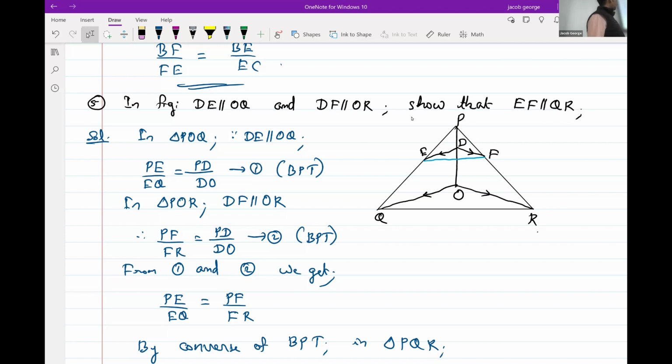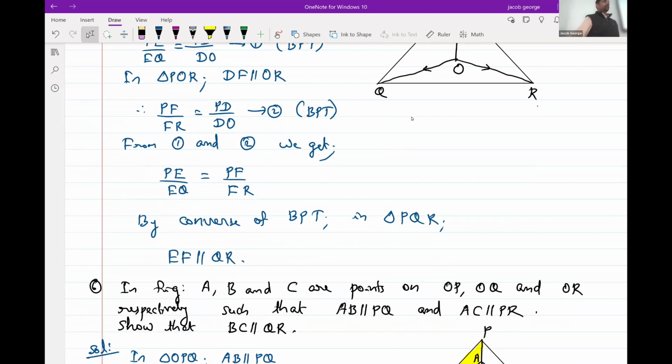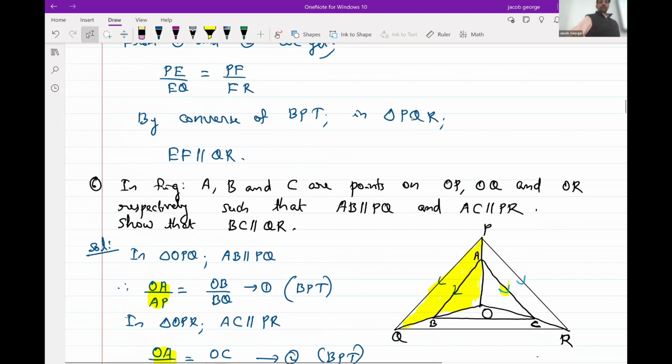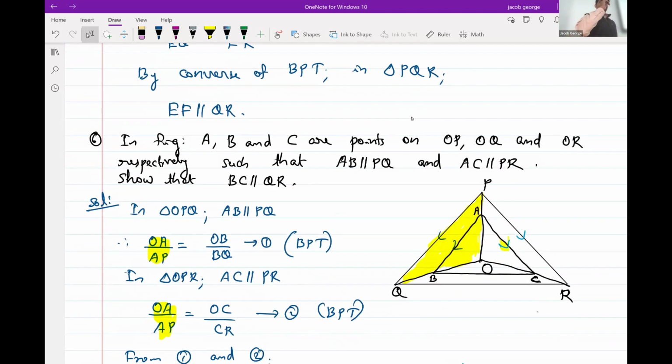So what is the common part in these two? So we can equate the other two. Equate the other two like this. PE by EQ is equal to PF by FR. From there we can conclude, therefore EF is parallel to QR. By what theorem? By converse of BPT. So that is the completion of this one. So 5 is also clear, right? Yes. Now 6 is also a similar one. Again, comparison of 2 triangles.